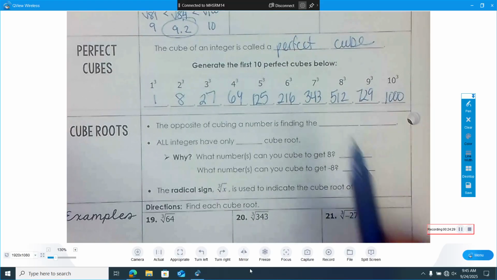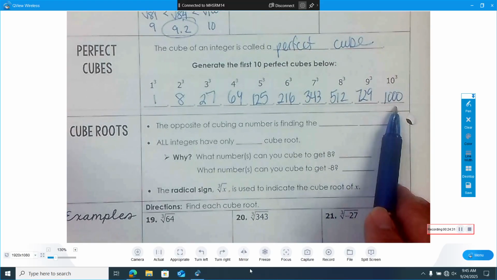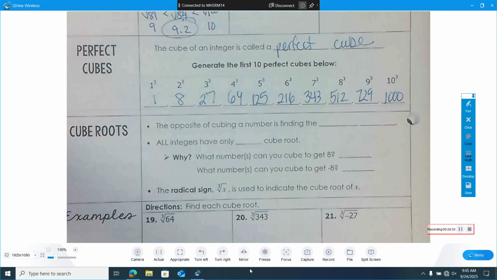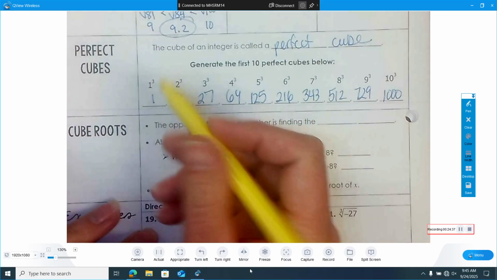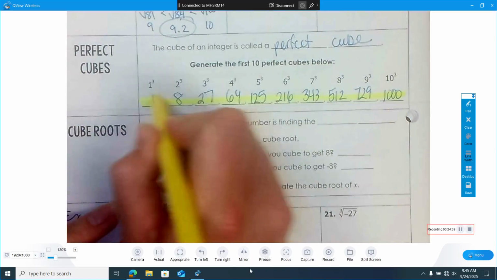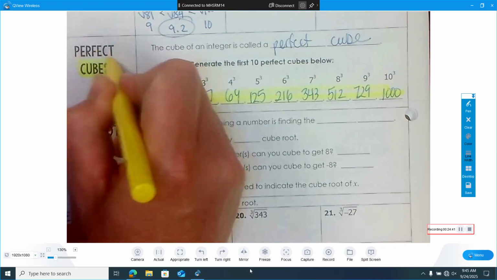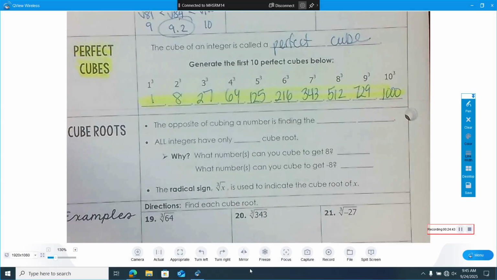Okay, beautiful. 512, 729, and 1,000 finish off that list. And again, all of these numbers are called perfect cubes. And again, the reason why it's called a cube is because you can actually arrange 64 little unit cubes into a perfect cube of 4 blocks on a side. Okay, it forms a physical cube, and that's why we call them cubes.